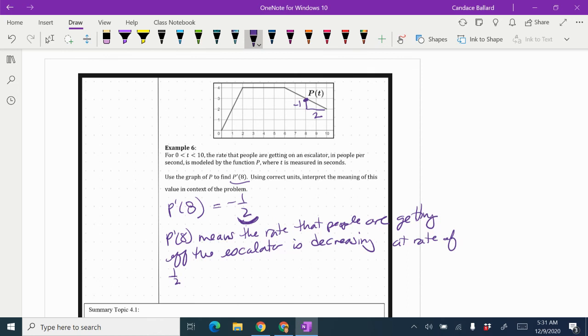And then the label or the units would be, we know that t is measured in seconds, and this is measured in people per second. So it's people per second, or people per second squared at t equals 8 seconds. And the reason we had the word rate in there twice is they told us this is the rate the people are getting off the escalator. I literally copied down that entire sentence. I just recopied it.